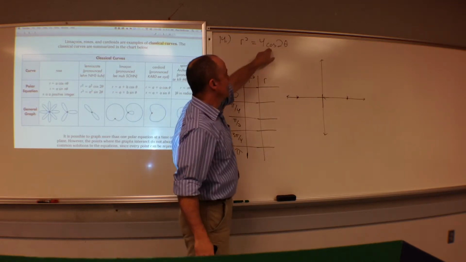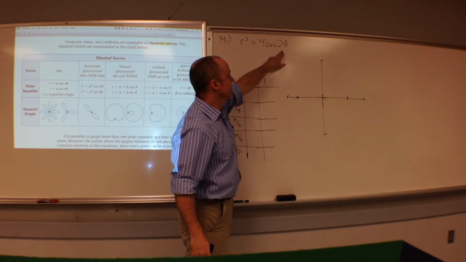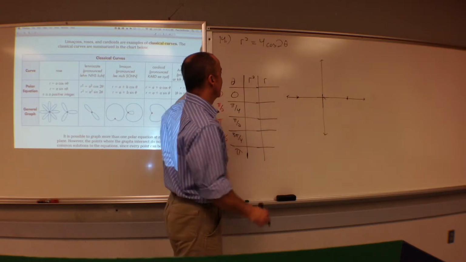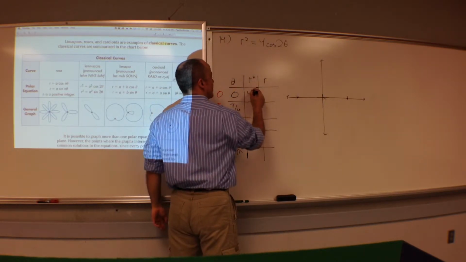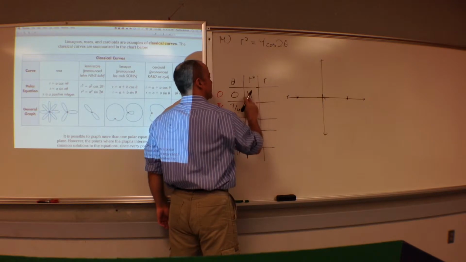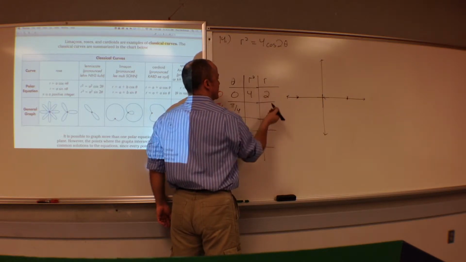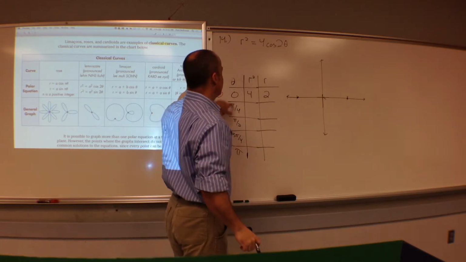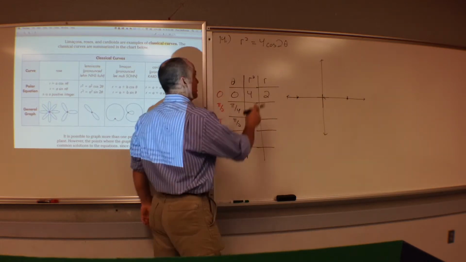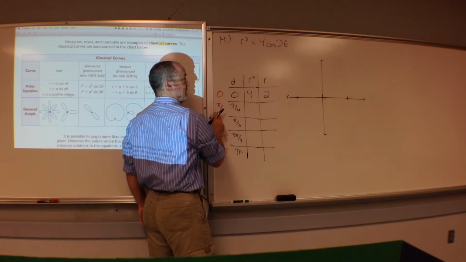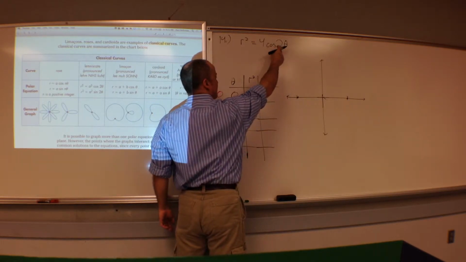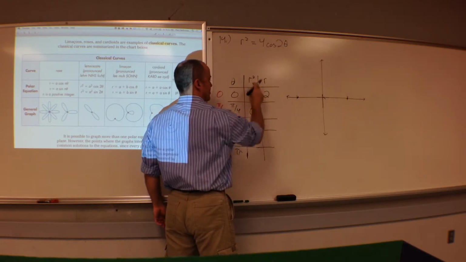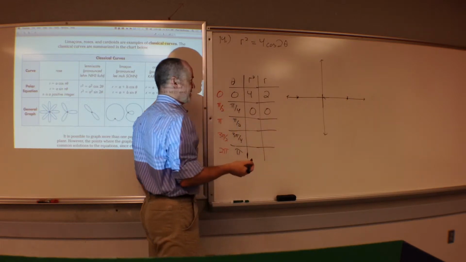So you put in cosine of 0, even when you double it, is still 1. 1 times 4 is 4. That is our r squared. The square root of 4 is 2. So if r squared is 4, r is 2. We plug in pi over 4. You double the pi over 4, you get pi over 2. The cosine of pi over 2 is 0. R squared is 0. R is also 0.